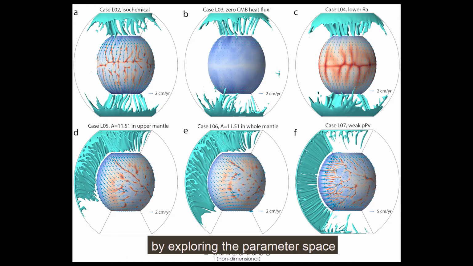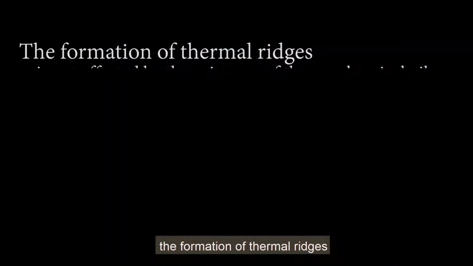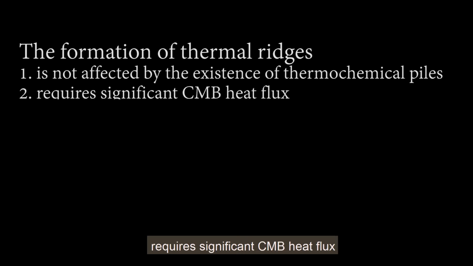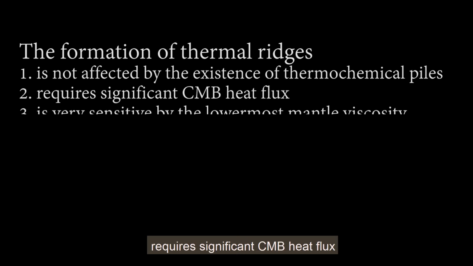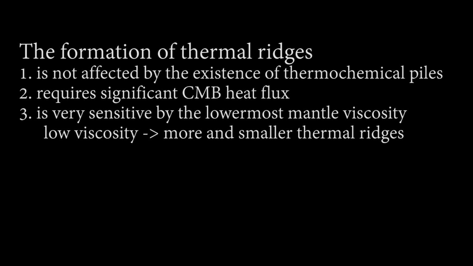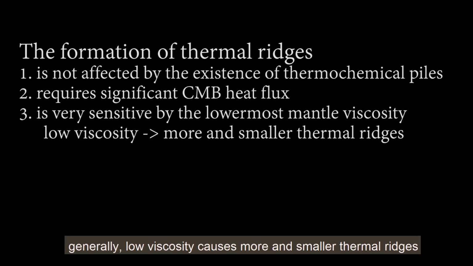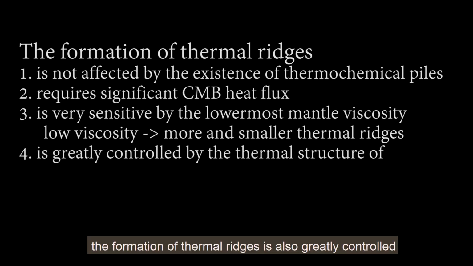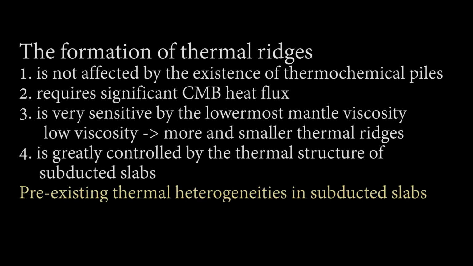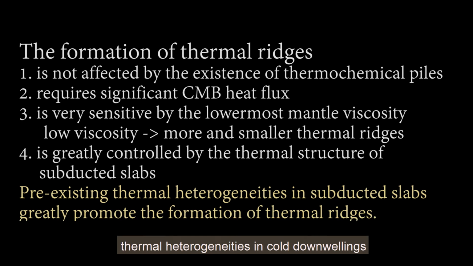By exploring the parameter space, we conclude that the formation of thermal ridges is not affected by the existence of thermochemical piles, but requires significant CMB heat flux, and is very sensitive to the lowermost mantle viscosity. Generally, low viscosity causes more and smaller thermal ridges. The formation of thermal ridges is also greatly controlled by the thermal structure of the cold downwellings. We find that pre-existing thermal heterogeneities in cold downwellings greatly promote the formation of thermal ridges.